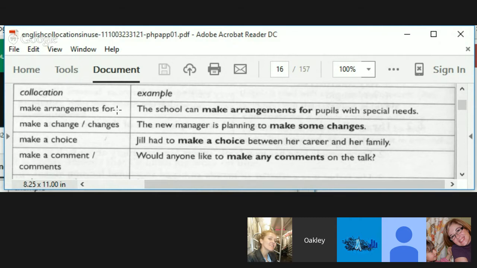All right, I want you to try making a sentence, but this collocation make arrangements for can also be make arrangements to. I want you to try to make a sentence with make arrangements to. The employee in the development department is going to make arrangement to the next presentation, and there is a lot of noise, teacher.